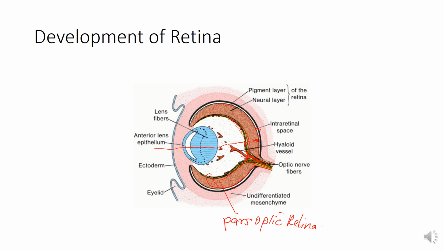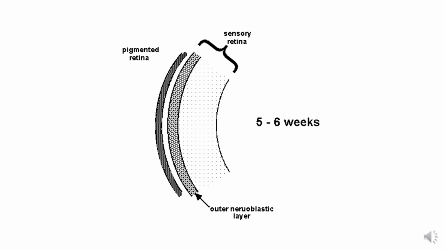The anterior fifth of the inner layer, the pars ceca retina, remains one cell thick and it later divides into the pars iridica retina, which forms the inner layer of the iris, and the pars ciliaris retina, which participates in the formation of the ciliary body. Now this is the pigment epithelium, this is the pigmented retina, and this whole layer is the neuronal retina, which is thicker compared to the pigment retina.